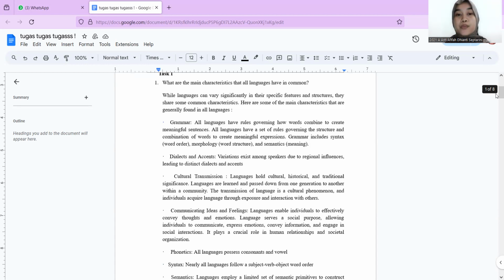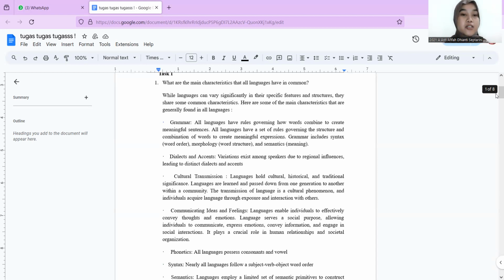First is grammar. All languages have rules governing how words combine to create meaningful sentences. All languages have a set of rules governing the structure and combination of words to create meaningful expression. Grammar includes syntax or word order, morphology or word structure, and semantics or meaning. And then dialects and accents. Variation exists among speakers due to regional influence, leading to distinct dialects and accents.